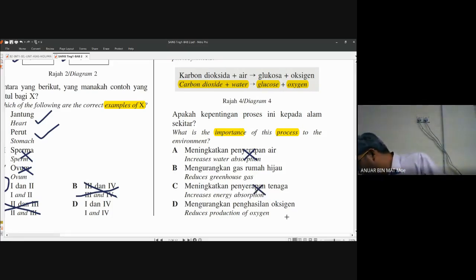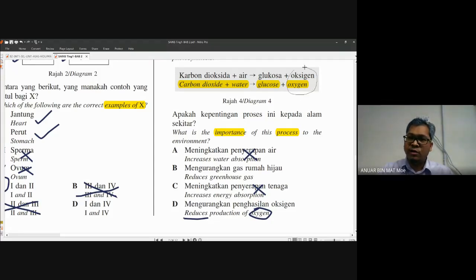How about to reduce the production of oxygen? Is it correct or incorrect? Incorrect. Yes, of course it is incorrect. We do not reduce it, because the byproduct of photosynthesis is oxygen. So how can you say it will reduce the oxygen? Supposedly, it will increase the production, not reduce. So D is wrong. So the answer is B, to reduce greenhouse gases.